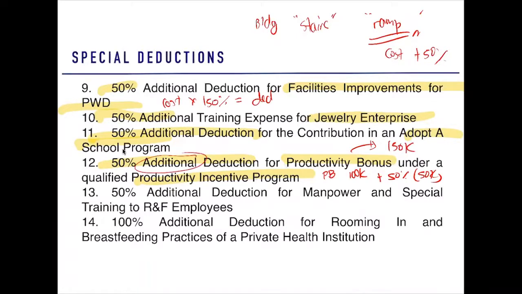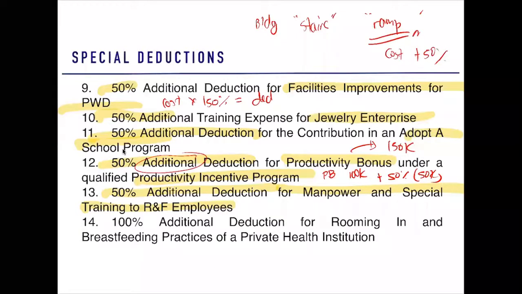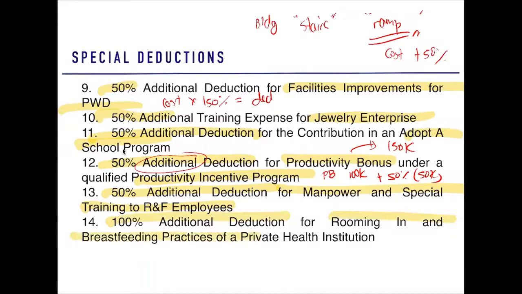Next, 50% additional deduction ulit for manpower and special training to rank and file employees. So if ever you have training or training expense or manpower services expense to rank and file employees, you will get additional 50% deduction. Ito, number 14. Ito yung double the amount. 100% additional deduction for rooming in and breastfeeding practices, but take note, this is only applicable to private health institution.